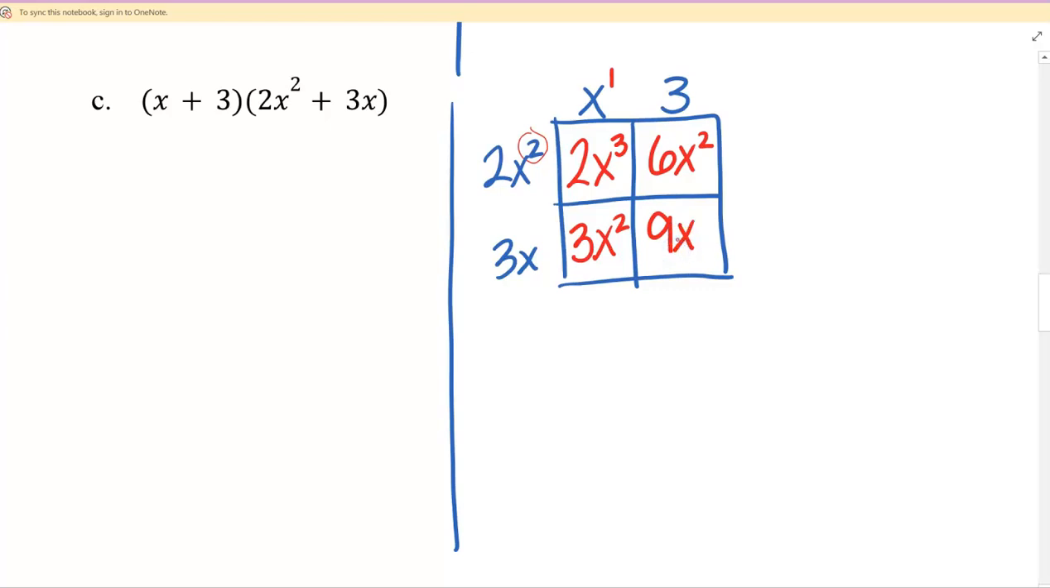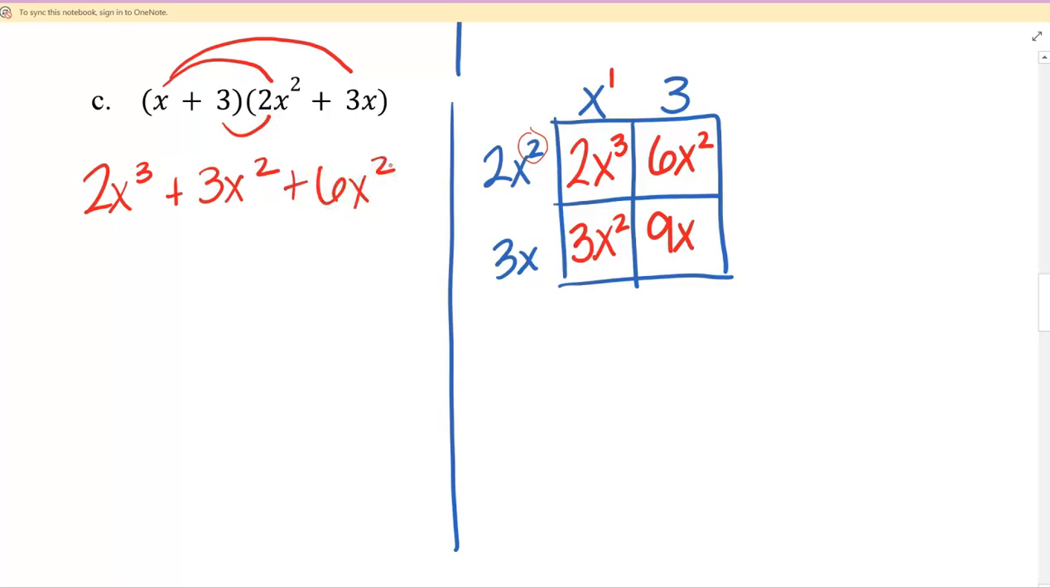Okay, now if you did your distributing, you should get the same thing. 2x cubed plus 3x squared plus 6x squared plus 9x. Okay. And then again, if you get to your box, once you multiply everything through, just write it out below. They are the same thing.